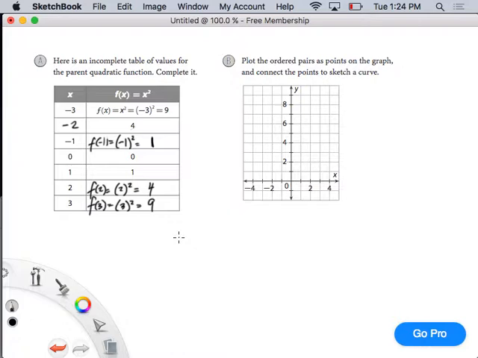And now it says for part B, plot the ordered pairs as points on the graph and connect the points to sketch a curve. So let's do that. -3, 9. That's here. -2, 4. That's here. -1, 1. 0, 0. 1, 1. 2, 4. And 3, 9. So I've plotted my points. Now that I've plotted my points, I go ahead and I actually graph the function.